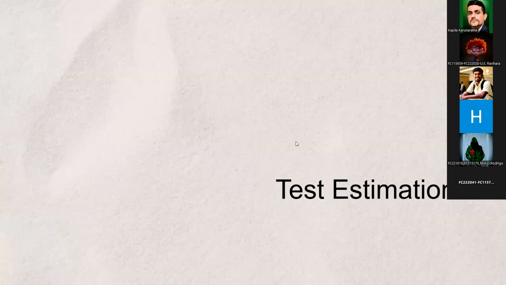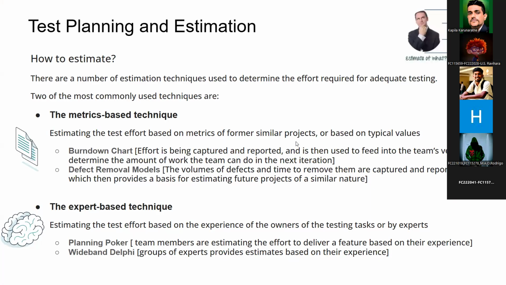Test estimation is one of the key things. I think we discussed this last week, so I'm not going to deep dive again. But basically, there are two different types of techniques we usually use: the metrics-based technique and the expert-based technique, or expert judgment. Based on one of these techniques and the different frameworks we have for estimation, we can do the estimation. So estimation is one of the key areas of planning, right?